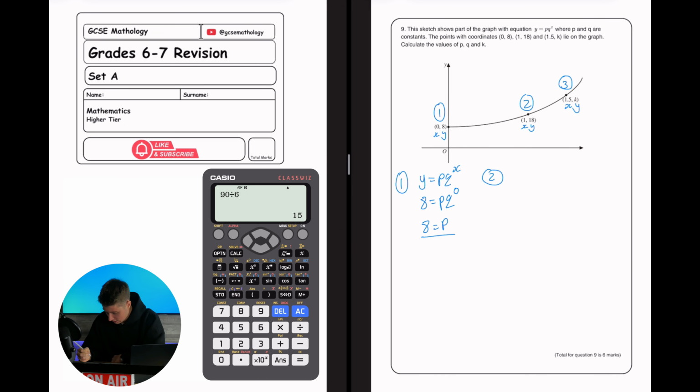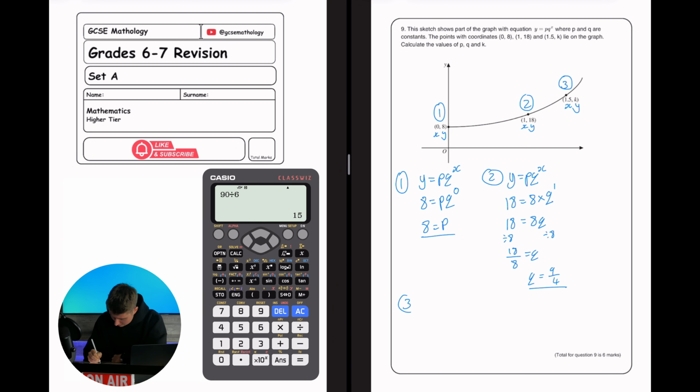Then we look at the second equation. We've got y equals pq to the power of x. Our y coordinate is 18, and this is equal to p, which we calculated as 8, multiplied by q to the power of 1. So 18 equals 8q. We can solve for q by dividing both sides of the equation by 8. So 18 over 8 is equal to q. So q is equal to 9 over 4.